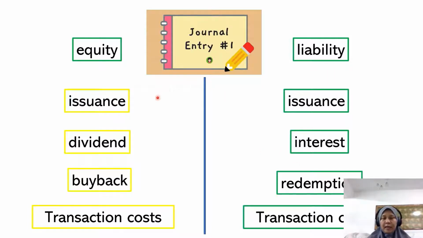So both instruments involve issuance, and then involve some return: dividend for equity, interest for liability. Okay, buyback is when the company purchases its own shares from the open market. Okay, and redemption is basically repayment, repayment of the liability. Okay, and both have transaction costs, only under different terms, right?